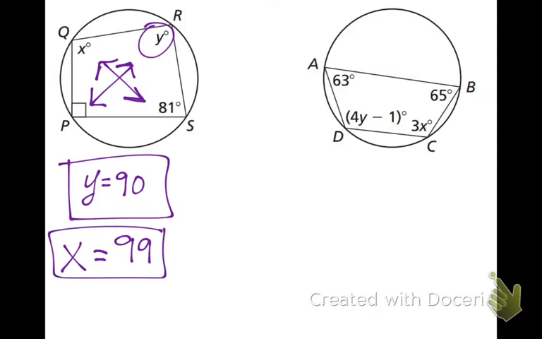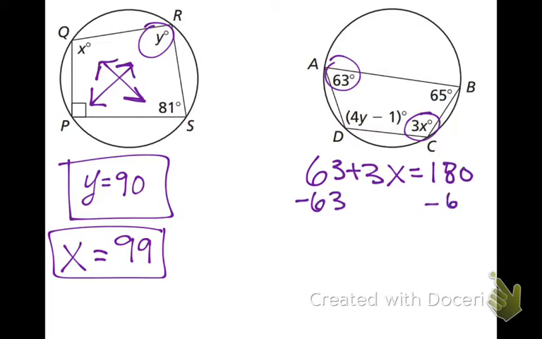The second, a lot of people get wrong. 63 is across from what angle? 3x. So what would I do to solve for x? Nope. Do they equal each other? No. Add them and set them equal to 180. 63 plus 3x equals 180. Subtract 63. Equals 117. X equals 39.